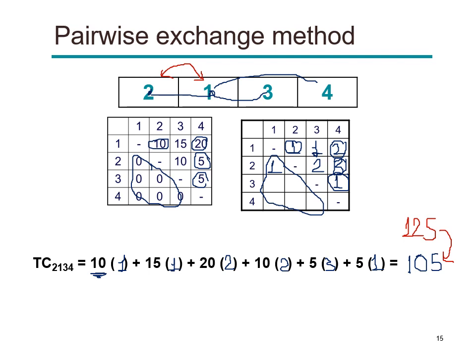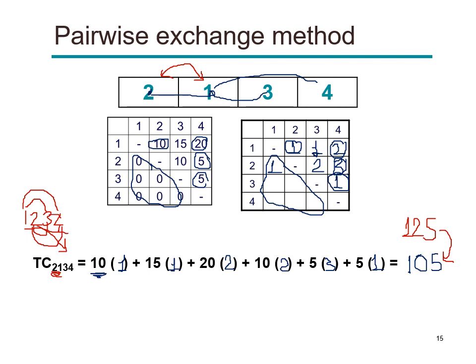But the algorithm does not immediately make this exchange. It needs to try all possible exchanges. So this is the exchange between departments 2 and 1. Initially we started with 1, 2, 3, 4, and in this case we tried replacing it with 2, 1, 3, 4. But we have other exchange possibilities as well. For example, from here we could exchange 1 and 3, we could exchange 1 and 4, then we could exchange 2 and 3 and 2 and 4, and we could exchange 3 and 4.